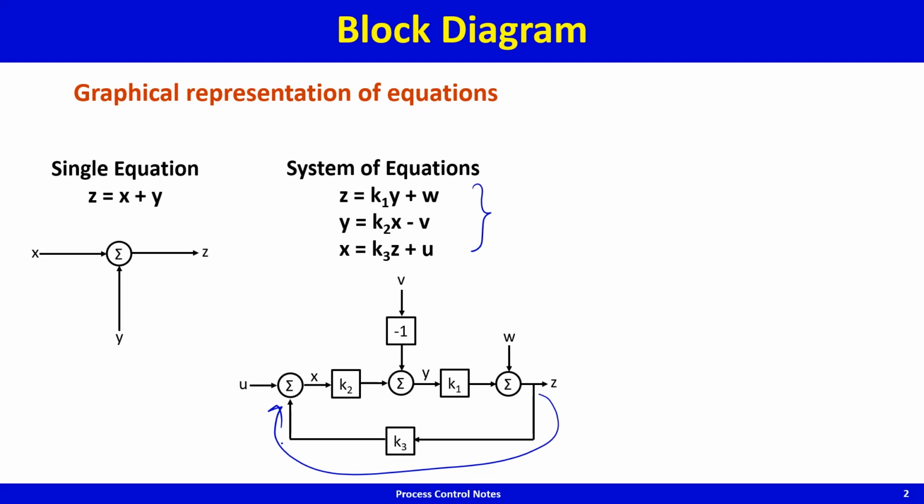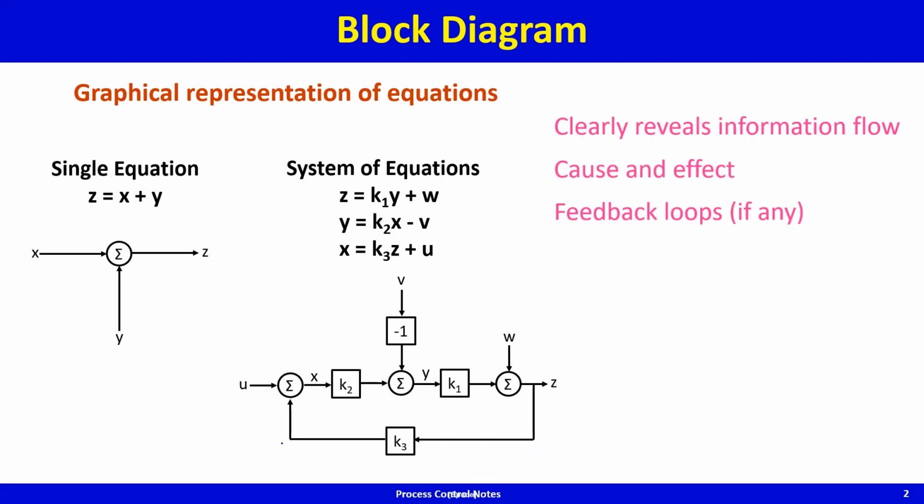So that's the advantage of block diagrams. You can see the flow of information very clearly, and particularly the presence or absence of feedback loops, interactions, what affects what, the flow of causes and effects. That becomes very clear in a block diagram compared to a system of equations. A block diagram clearly reveals the information flow, in particular the causes and the effects, their cascades. It also reveals the presence or absence of feedback loops, if any.